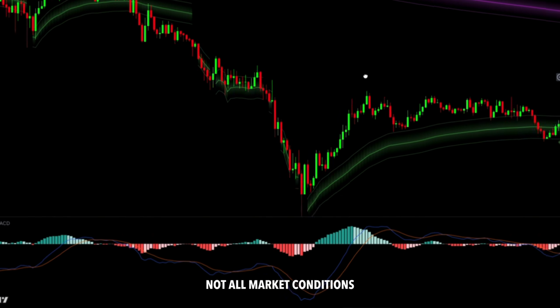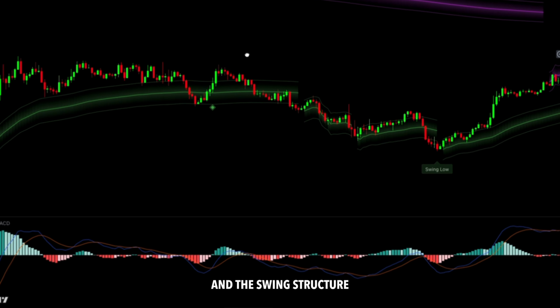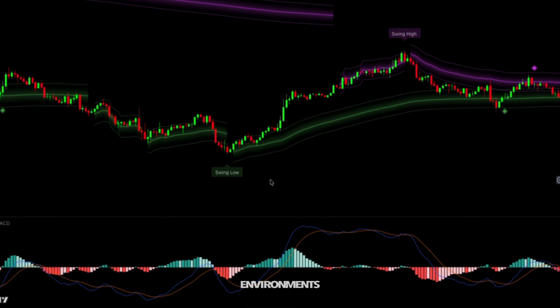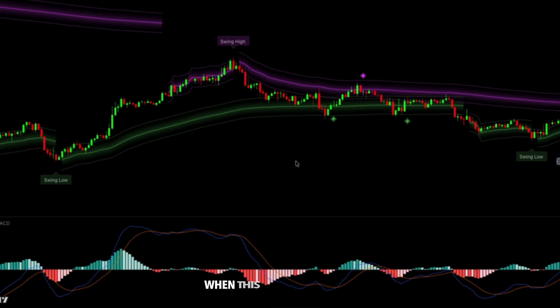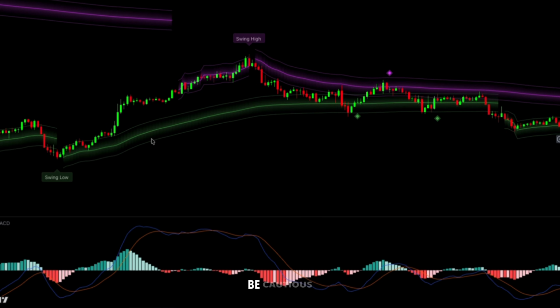Not all market conditions are created equal, and the swing structure bands perform best in specific environments. Let me tell you when this indicator shines and when you should be cautious.